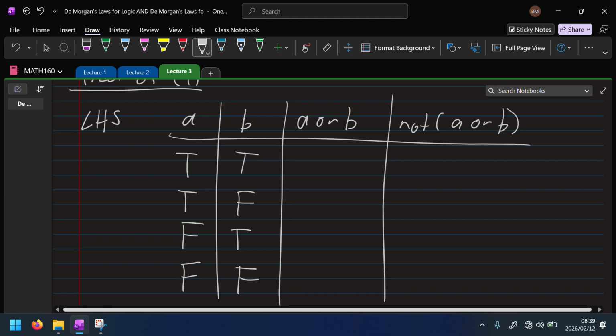Now, A or B, let's fill that in quickly. Everyone knew it last time. So let's go through it. The first one. Next one. Next one. Next one. Perfect.